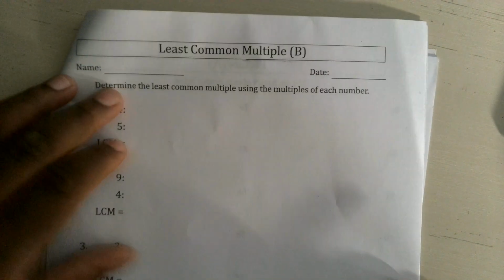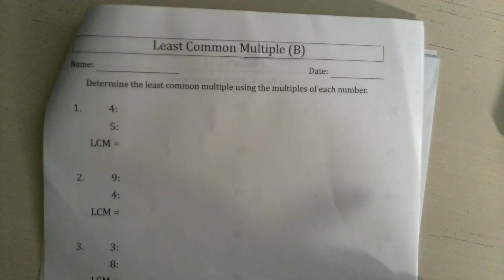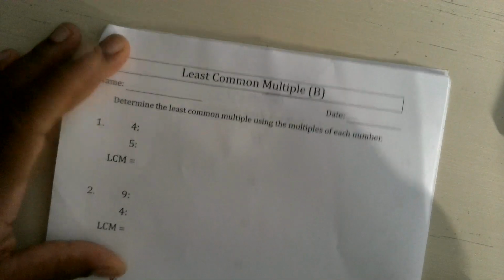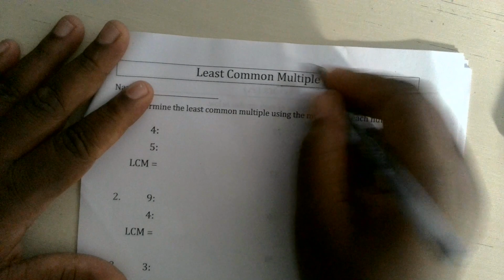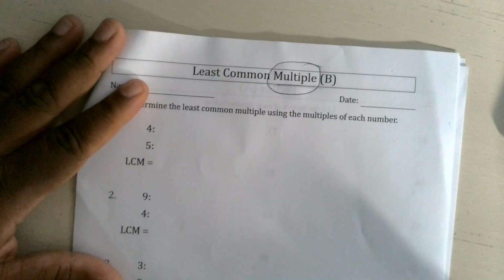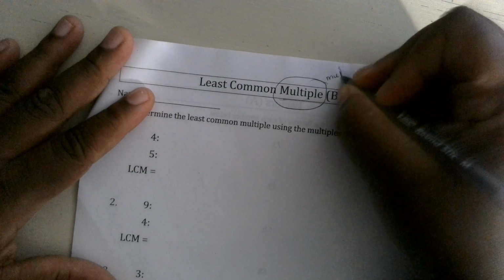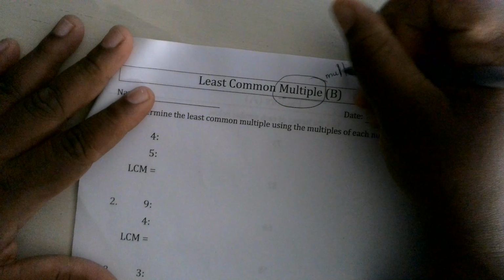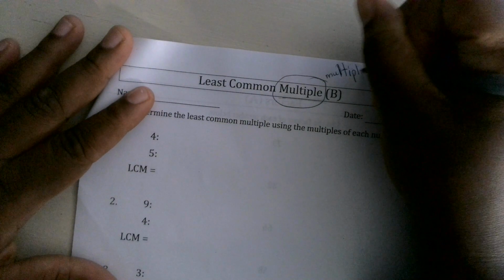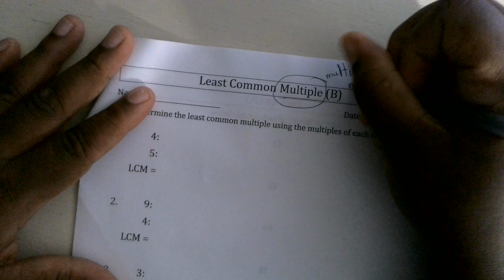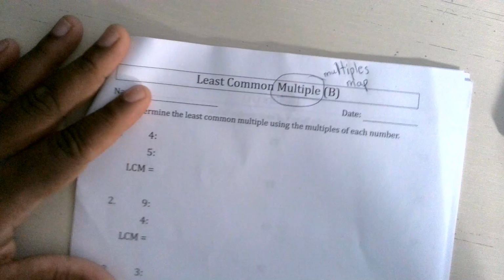Here I'm going to determine the least common multiple using multiples of each number. Multiples are the numbers that I get by multiplying. So I would do a multiples map. I'm going to do a multiples map of 2 numbers, 3 numbers, 4 numbers, it just depends. But I'm going to do a multiples map for each number.